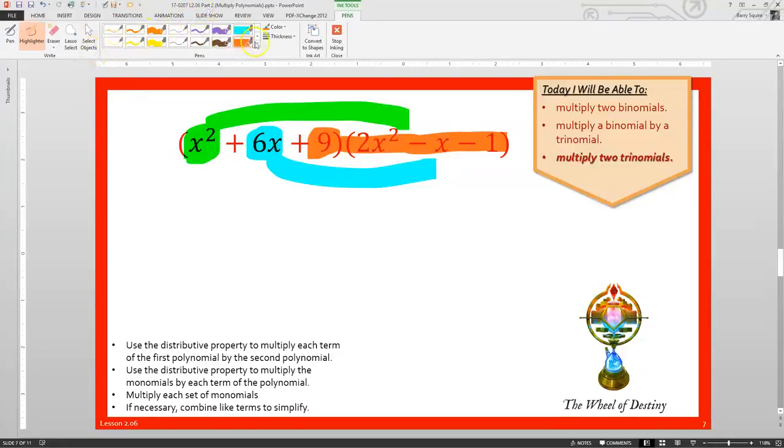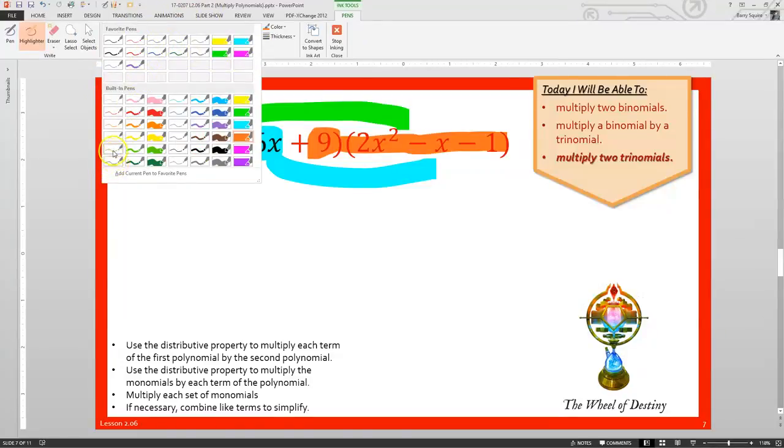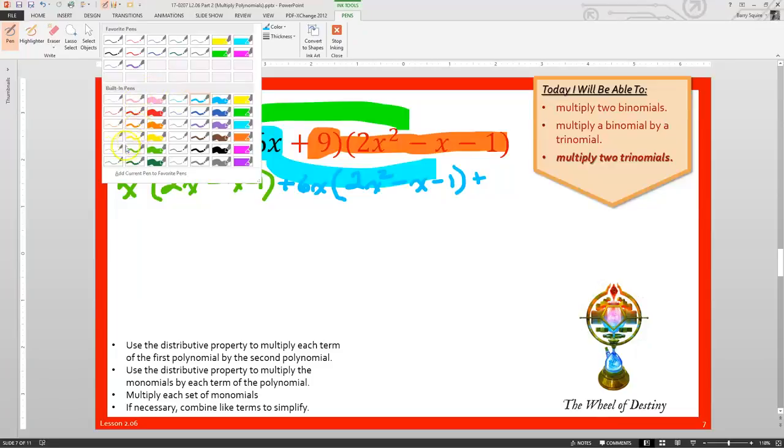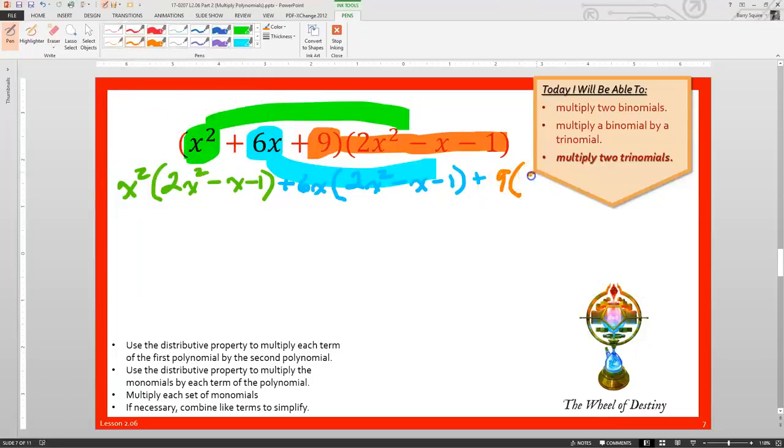So let's see if I can keep these colors going. I hope I can. I'm just going to write this as I'm distributing it. Change it to a monomial times a trinomial. So I'll have x squared times 2x squared minus x minus 1. I'll keep blue for this row. So I've got plus 6x times 2x squared minus x minus 1, plus 9 times 2x squared minus x minus 1.